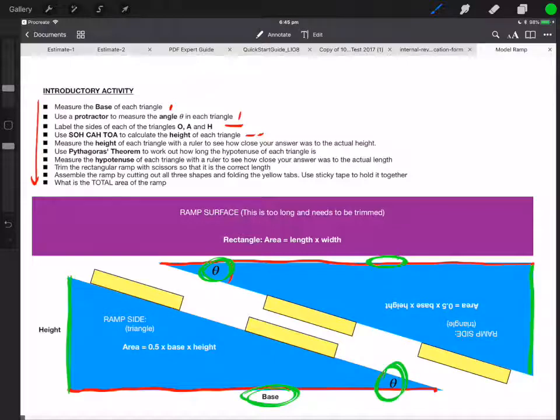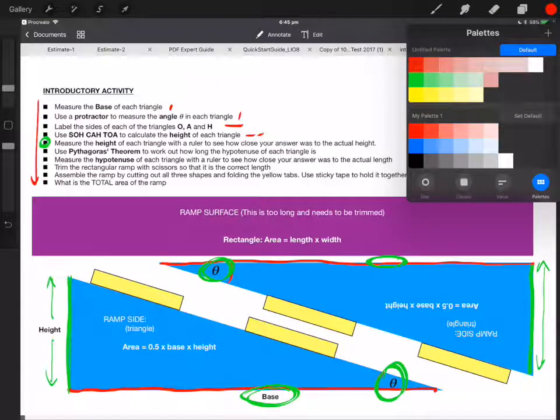Then the next step, which is this step here, you need to use a ruler to measure that height on paper, to see how close your answer was to the actual height of the triangle.